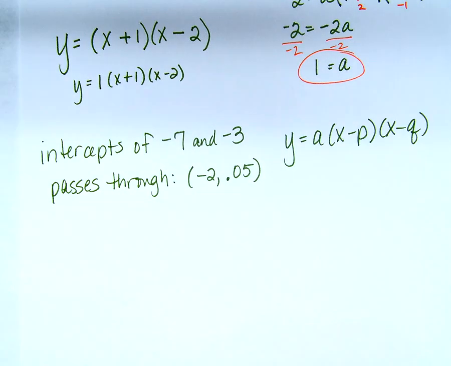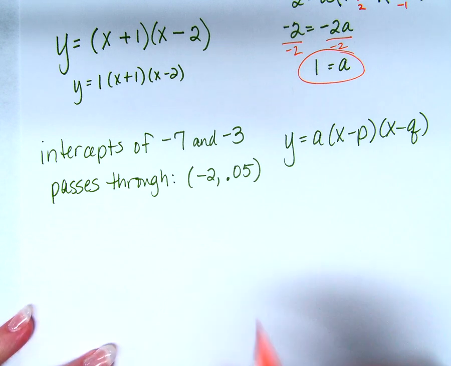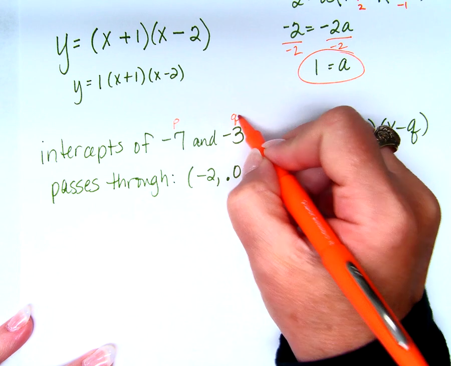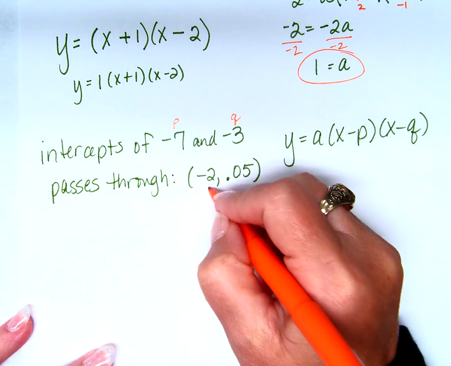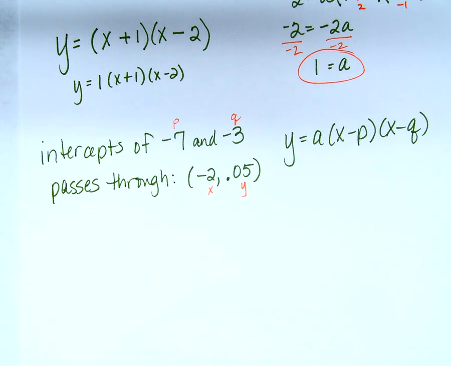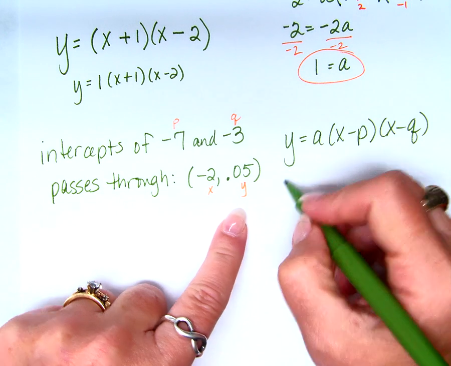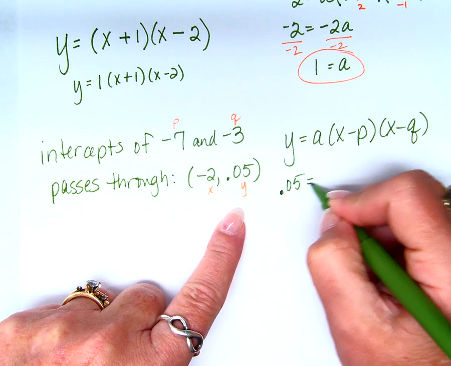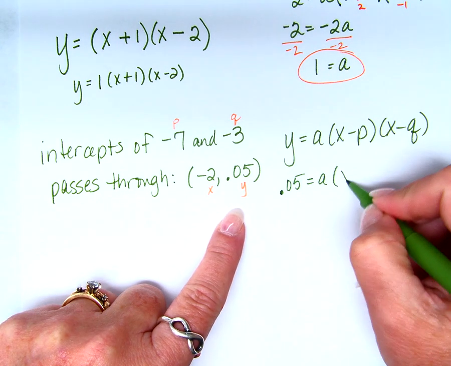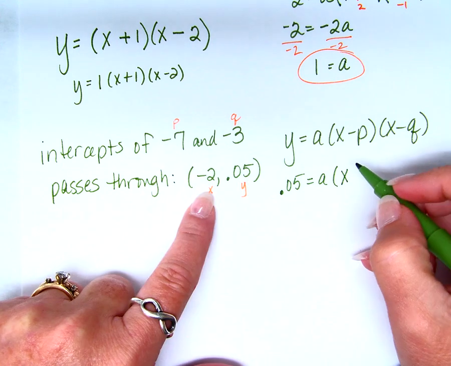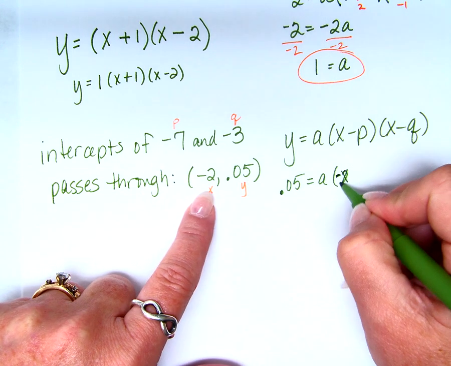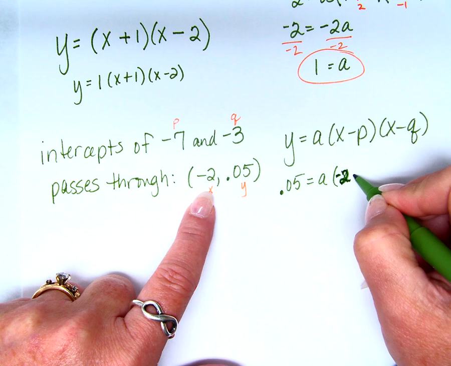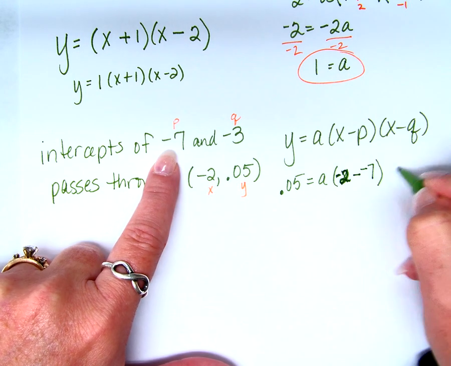Now what? Now label what we know, okay? What do we know? The intercepts are P and Q, and then we have X and Y. So once again, we're solving for a, right? Did you see that as a pattern as we started through our examples? Good. So let's plug in what we know. 0.05 equals a times x. I know x though, right? Negative 2. Sorry about that. Minus negative 7. Yes, that's correct.